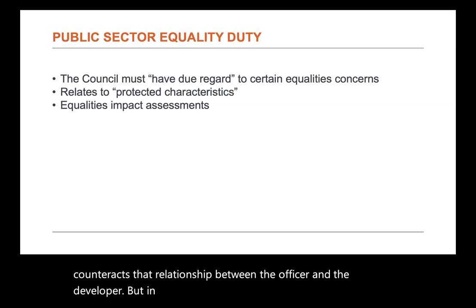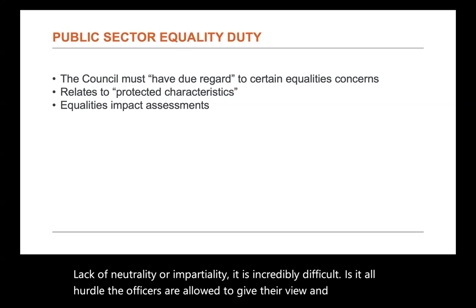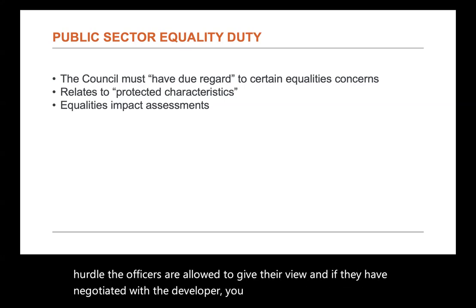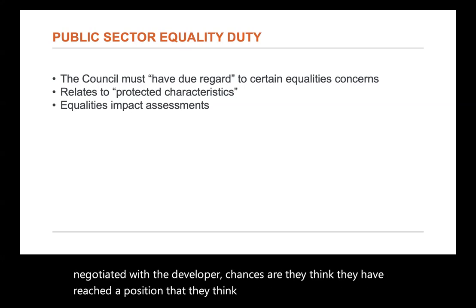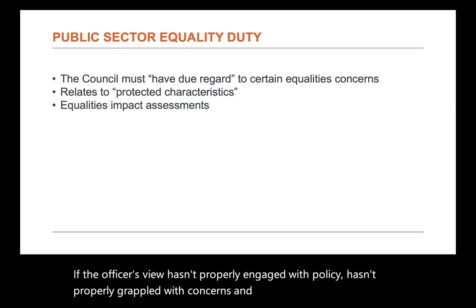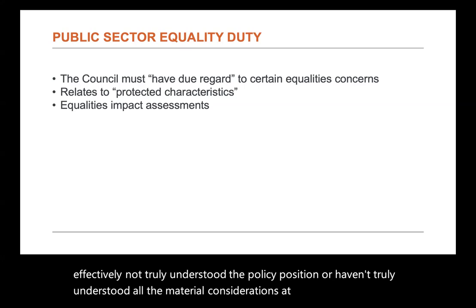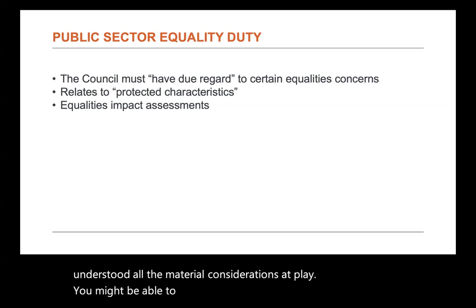But in terms of arguing lack of neutrality or impartiality, it is incredibly difficult. It is a tall hurdle. The officers are allowed to give their view, and if they have negotiated with the developer, chances are they think they have reached a position that is acceptable. If the officer's view hasn't properly engaged with policy, hasn't properly grappled with concerns, and members have effectively not truly understood the policy position or all the material considerations at play, you might be able to consider a judicial review.